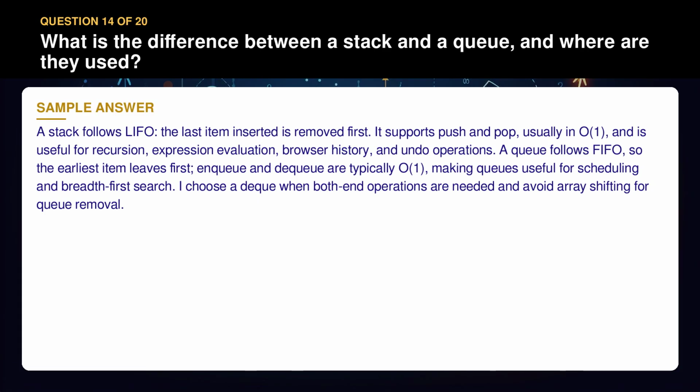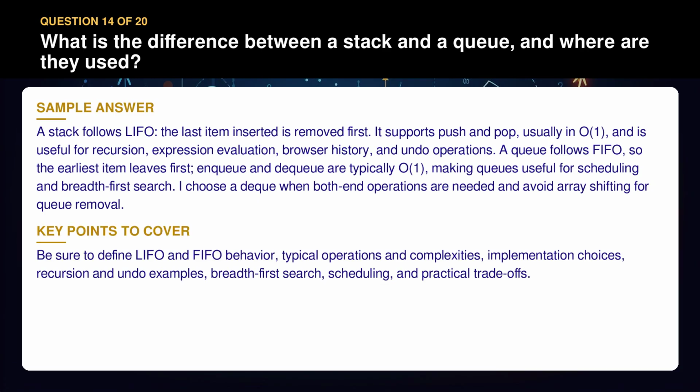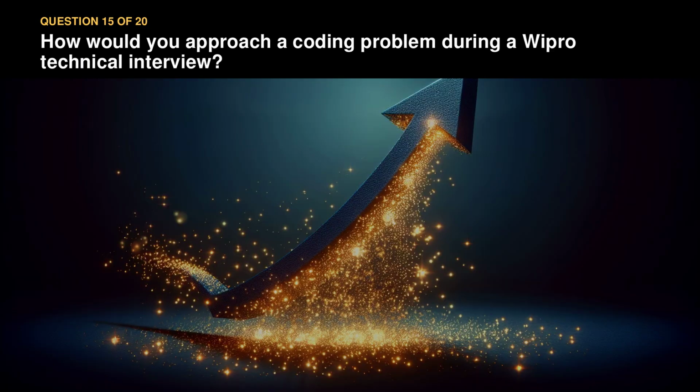A queue follows FIFO, so the earliest item leaves first, and enqueue and dequeue are typically O(1), making queues useful for scheduling and breadth-first search. I choose a deque when both end operations are needed and avoid array shifting for queue removal. Be sure to define LIFO and FIFO behavior, typical operations and complexities, implementation choices, recursion and undo examples, breadth-first search, scheduling, and practical trade-offs.